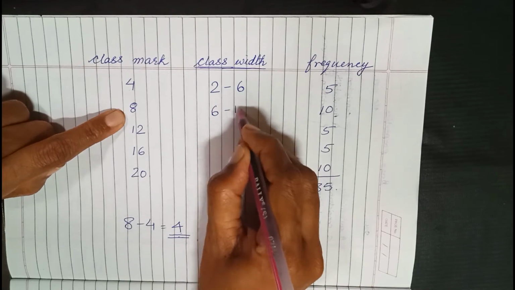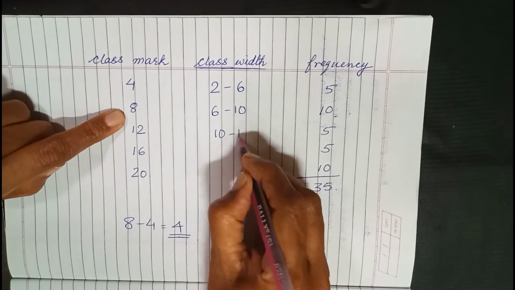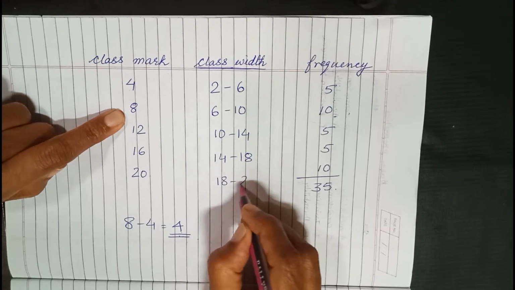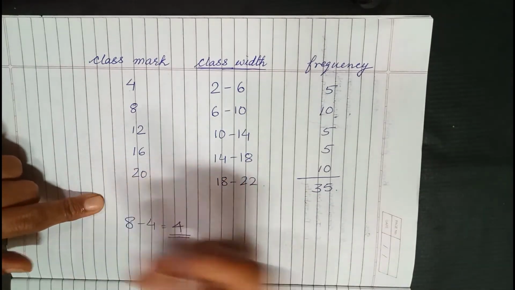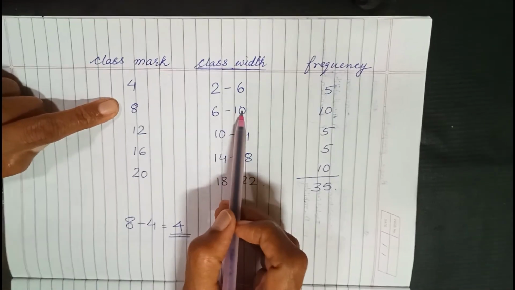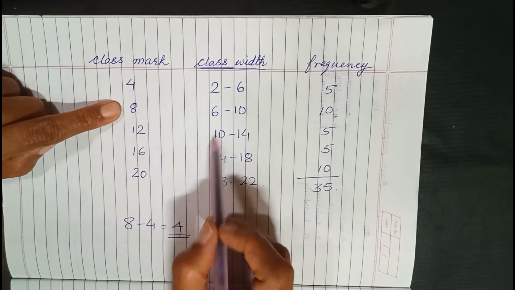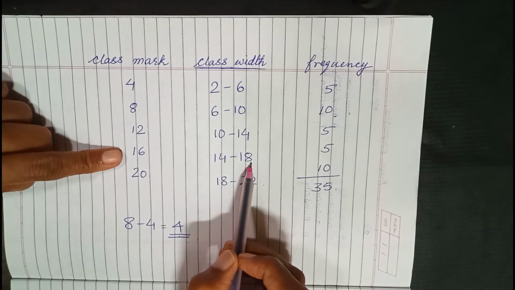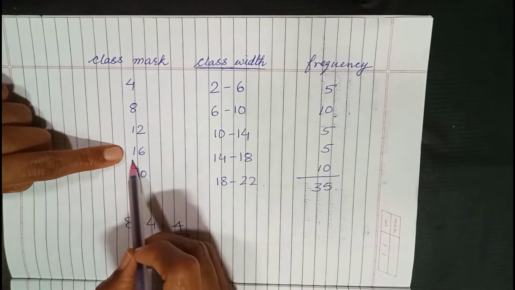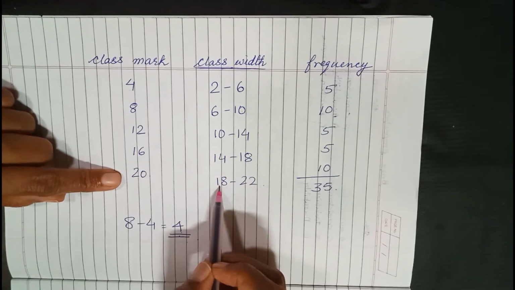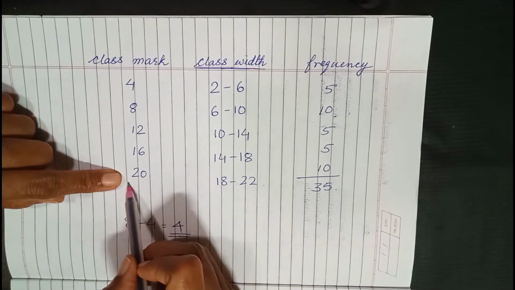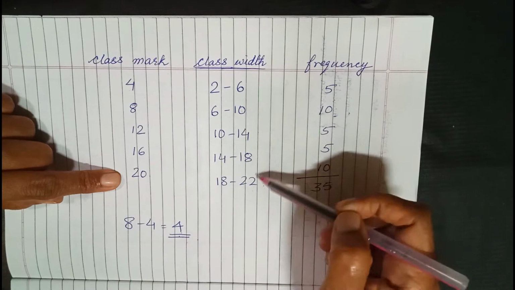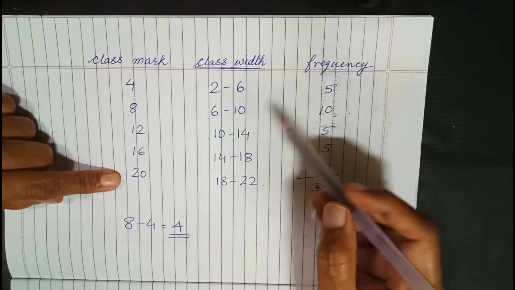So 6 to 10. 10 to 14. 14 to 18. And 18 to 22. You can check whether we are getting the midpoint or not. 6 plus 10 is 16. 16 divided by 2 is 8. 10 plus 14, 24 divided by 2 is 12. 14 plus 18 is 32. Divided by 2 is 16. And 18 plus 22 is 40. Divided by 2 is 20. Right? So this is how from class mark we get the class or the groups.